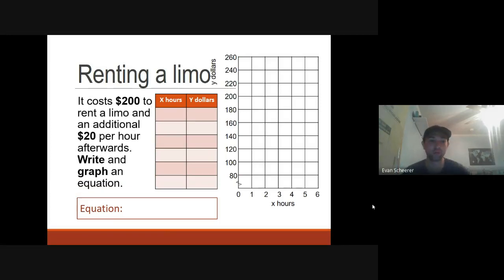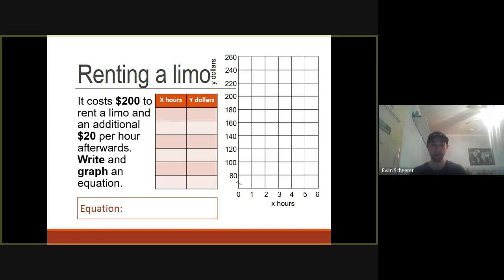All right, so it costs $200 to rent a limo, an additional $20 per hour afterwards. Write and graph this equation. So this is a little bit of everything that we've done today. So now, it costs $200 to rent a limo. So before you even get into the limo, you're spending $200, right? It's kind of like a gym membership. You pay, if you go, doesn't matter, right?